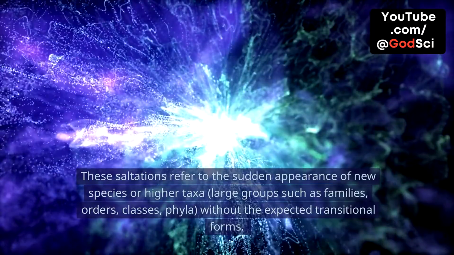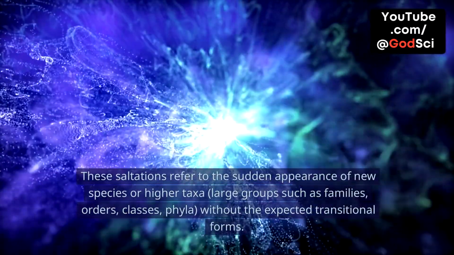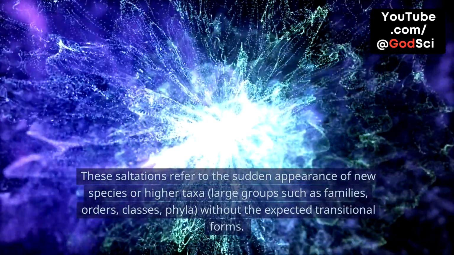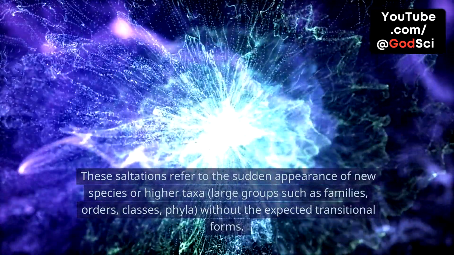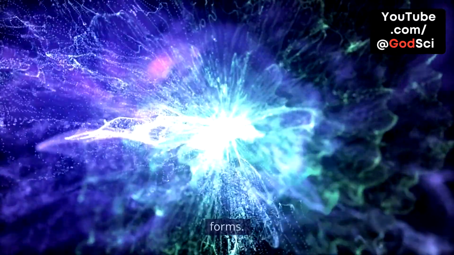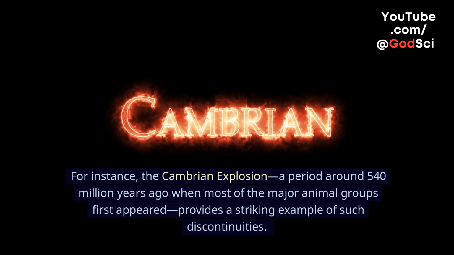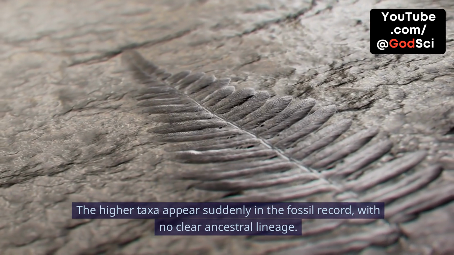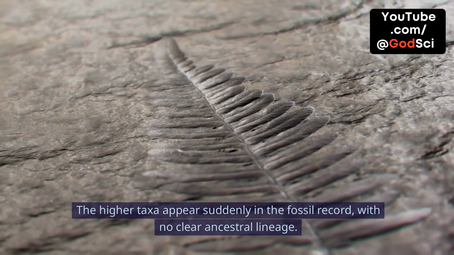These saltations refer to the sudden appearance of new species or higher taxa, large groups such as families, orders, classes, phyla, without the expected transitional forms. For instance, the Cambrian explosion, a period around 540 million years ago when most of the major animal groups first appeared, provides a striking example of such discontinuities. The higher taxa appear suddenly in the fossil record, with no clear ancestral lineage.